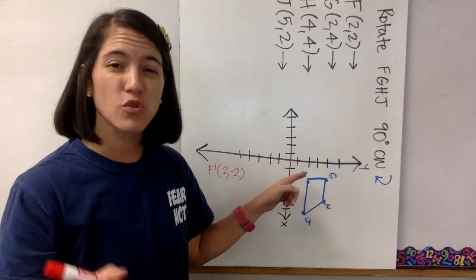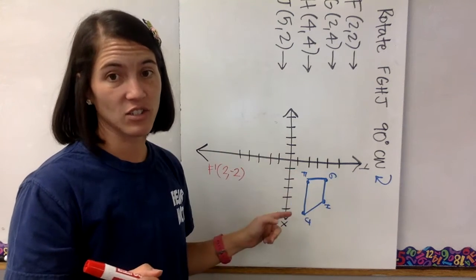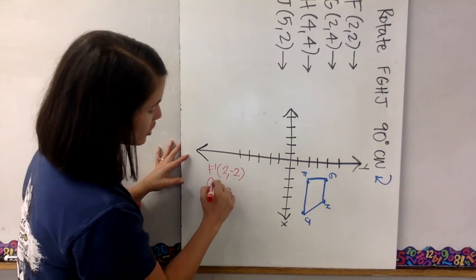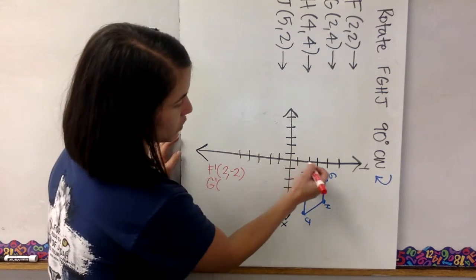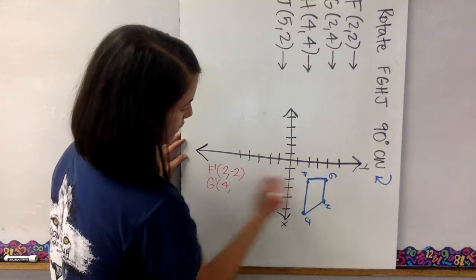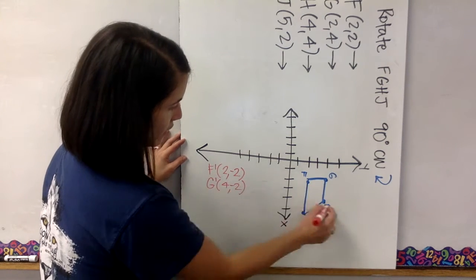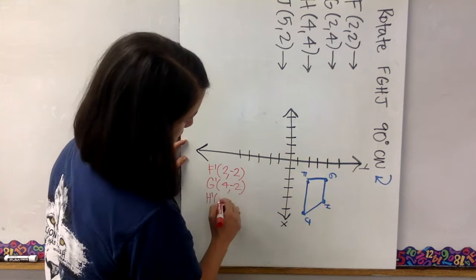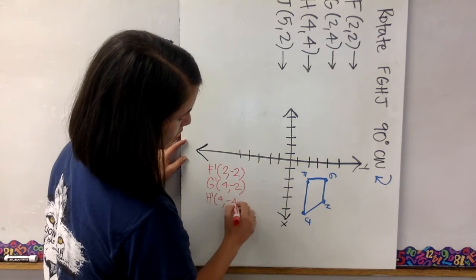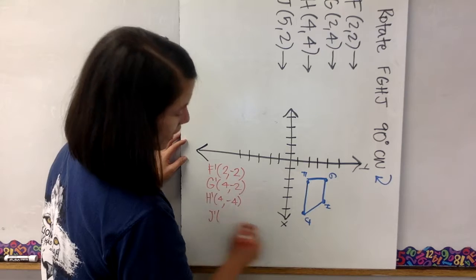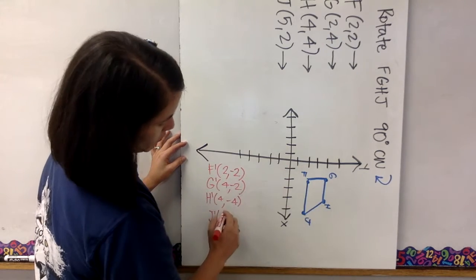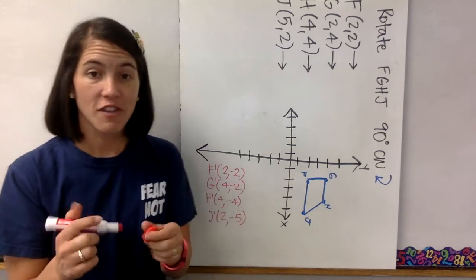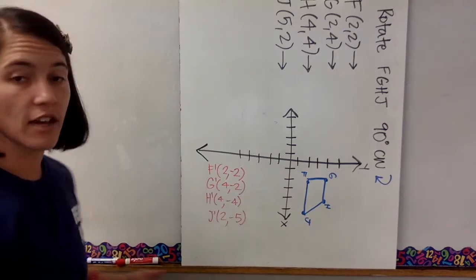So now we're going to kind of treat this as the x-axis and this is the y-axis. So we're going right 2 and then down 2. So 2, negative 2. G prime is 1, 2, 3, 4, right 4, and then down 2. H prime is right 4 and down 4. And then J prime, we went right 2 and then down 5. So that is how you get the new coordinates of a rotated figure.